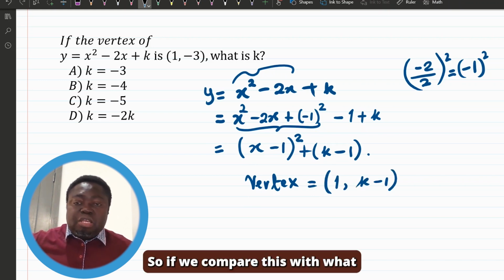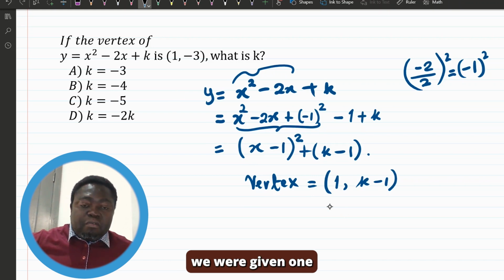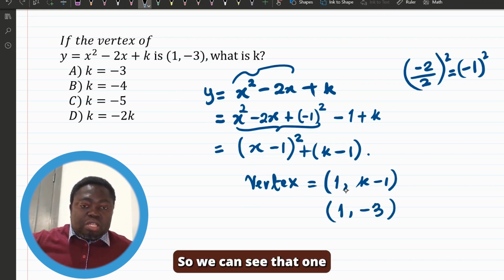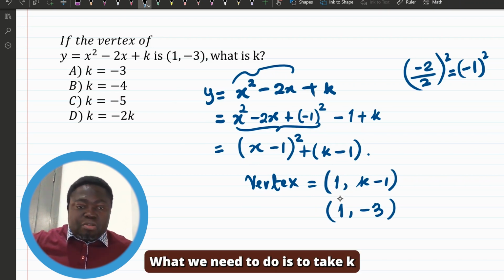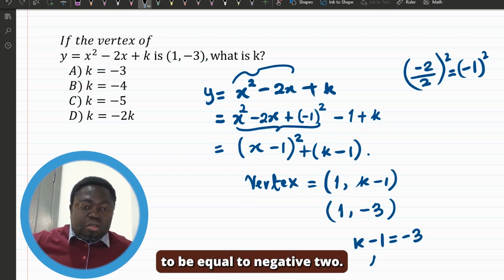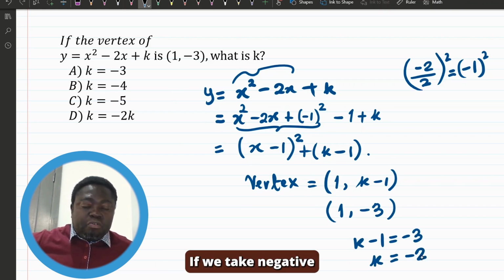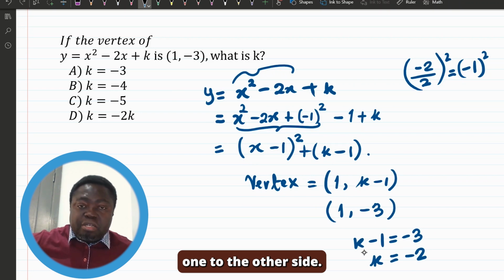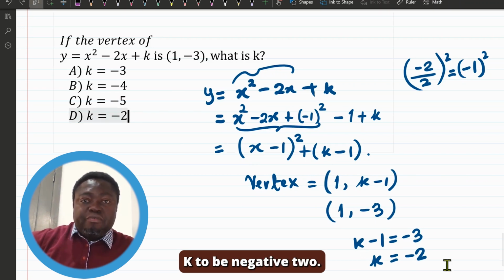So if we compare this with what we have been given, we were given 1 comma minus 3 here. So we can see that the 1 and 1 are alike. What we need to do is to take k minus 1 and equate it to negative 3. And this gives us k to be equal to negative 2 if we take negative 1 to the other side. So this gives us k to be negative 2.